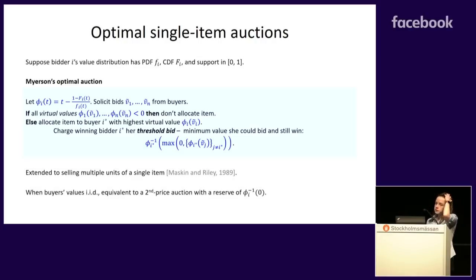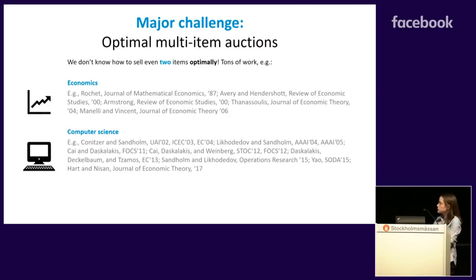Myerson's optimal auction was later extended to selling multiple units of a single good. And an interesting fact connecting this back to the second price auction is that when the buyers' values are not only independent but identically distributed, Myerson's optimal auction is equivalent to a second price auction with a carefully chosen reserve. So that's what we know about single item auctions.